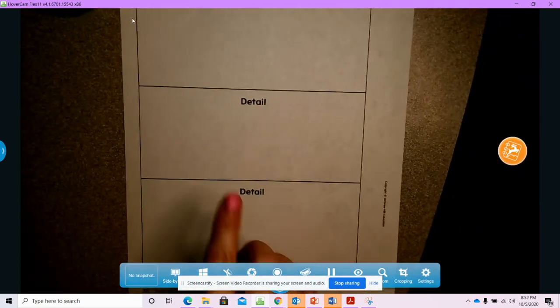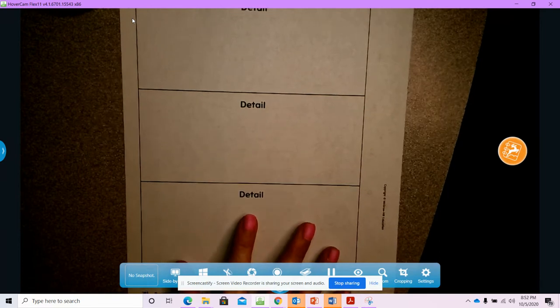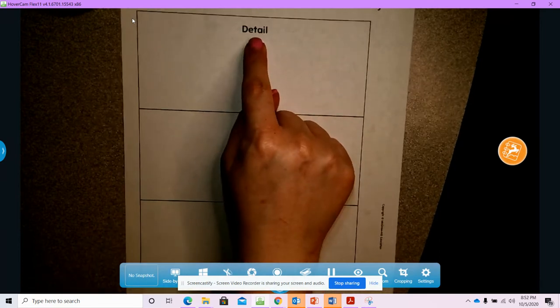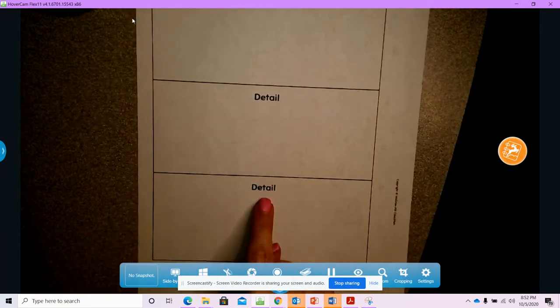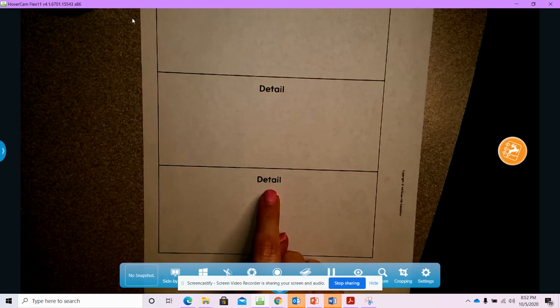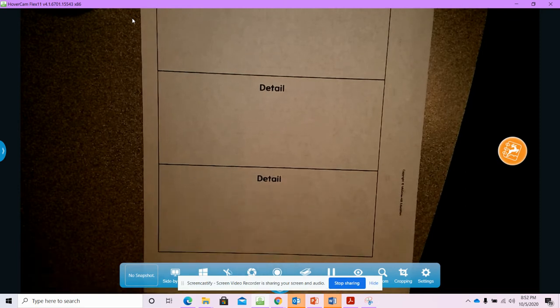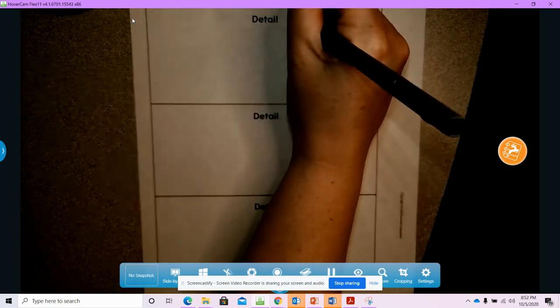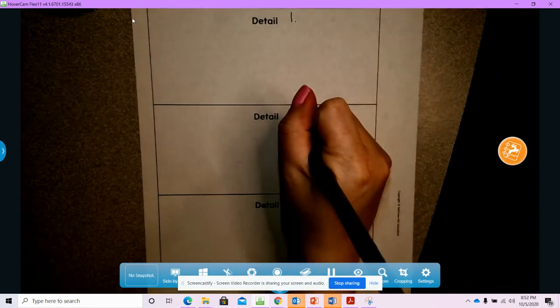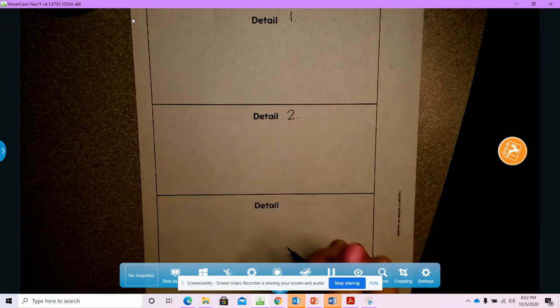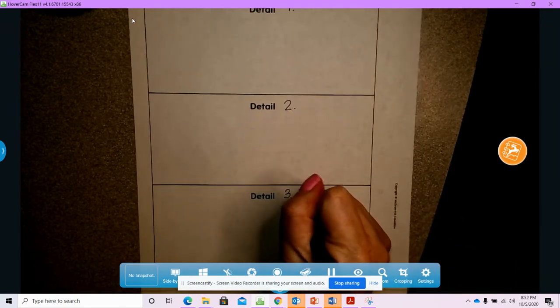Okay, and on page 34, you're going to find a chart like this. And it says detail, detail, detail. So we are going to find 3 details from the story that we are reading. Detail 1, detail 2, and detail 3.